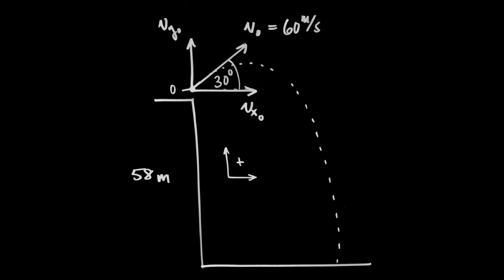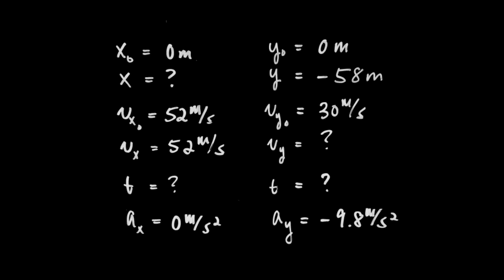Now it's time to make my list. But I must write one list for each of the coordinate directions. So I have to write two lists because I'm solving two one-dimensional problems simultaneously. So first I'll write the x list. Initial position, final position, initial x velocity, final x velocity, time, and acceleration along the x-axis.